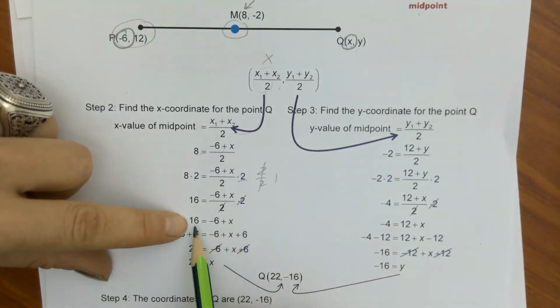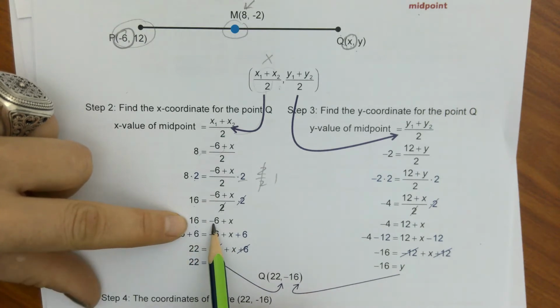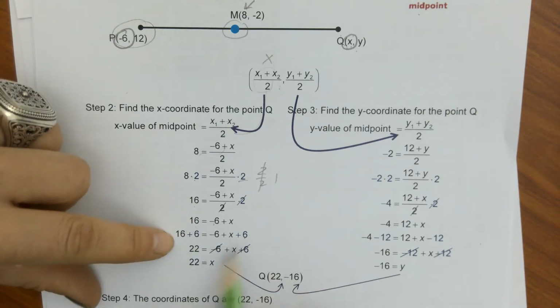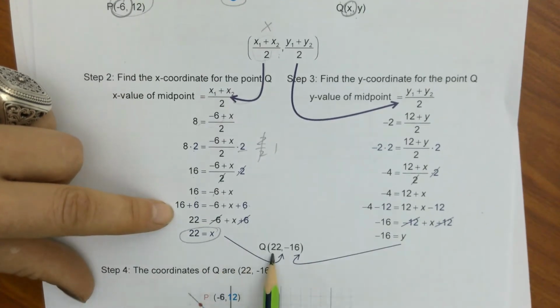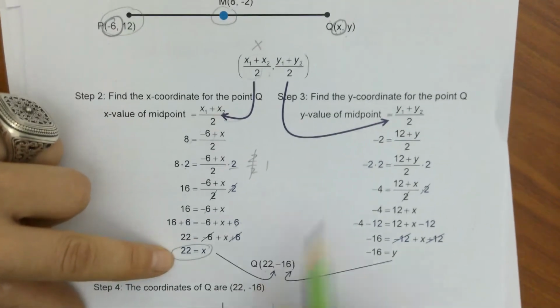Now I have to solve for x. So get rid of this negative 6. Add 6 to both sides. So then I find out x is equal to 22. So that's my x value for this endpoint.